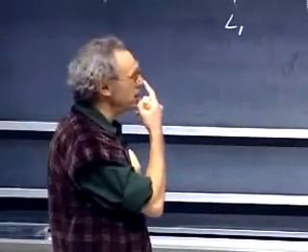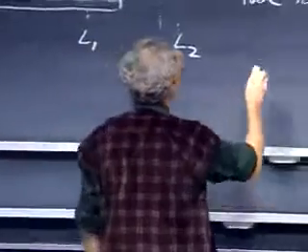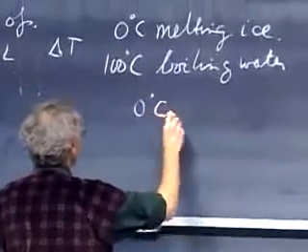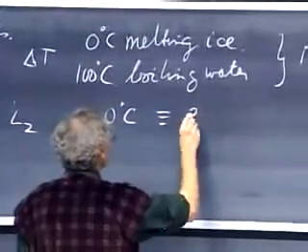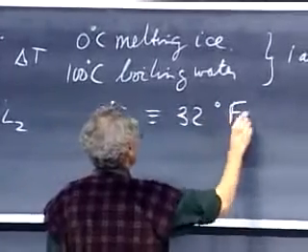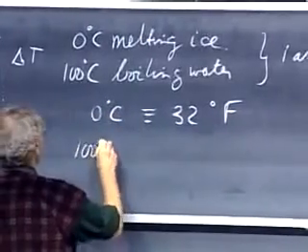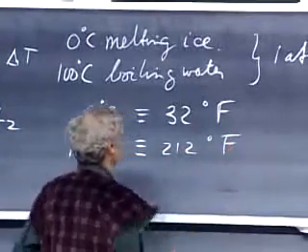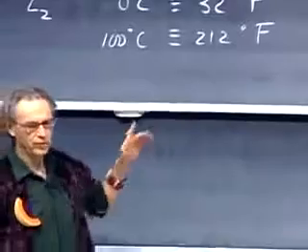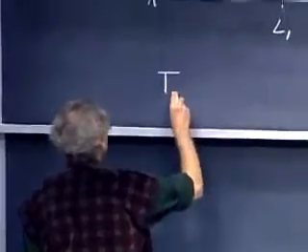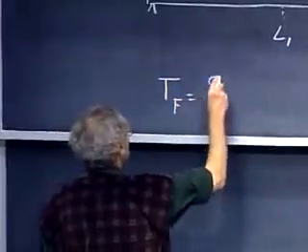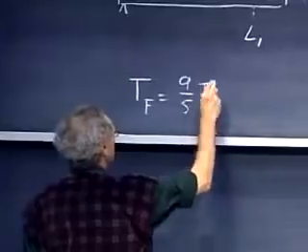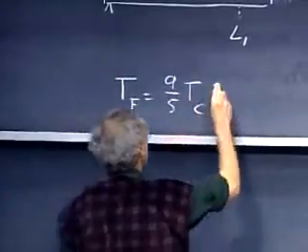And it has been redefined now in such a way that 0 degrees centigrade is 32 degrees Fahrenheit, and 100 degrees centigrade is 212 degrees Fahrenheit. So if you want to convert from Fahrenheit to centigrade or the other way around, then the temperature in Fahrenheit is 9/5 times the temperature in Celsius plus 32.